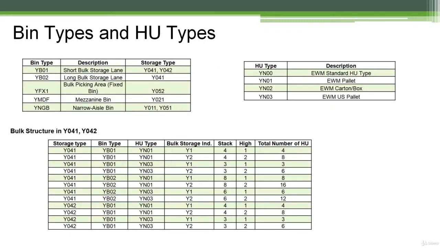Bin types and handling unit types. For our warehouse, we are going to use bin types YB01, YB02, YFX1, YMDF and YNGB. In which areas are we going to use these types of bins? For example, YB01 is used for the bulk storage lane, which is a short lane, and you can find these types of bins in storage types Y041 and Y042. For example, YMDF, these types of bins we find in storage type Y021, the mezzanine area.